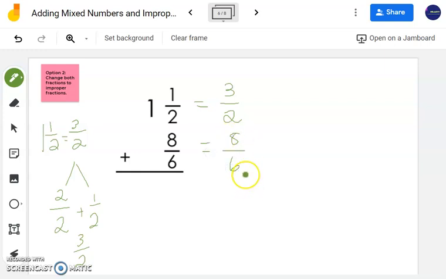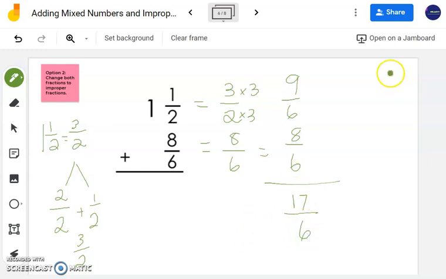Notice I have 2 improper fractions. So I notice, just like the last problem, we want my denominator to be 6. So I'm going to keep 8/6. 2 times 3 is 6, and 3 times 3 is 9. Now I can add these together. 9 plus 8 is 17. And I have 6 as my denominator.